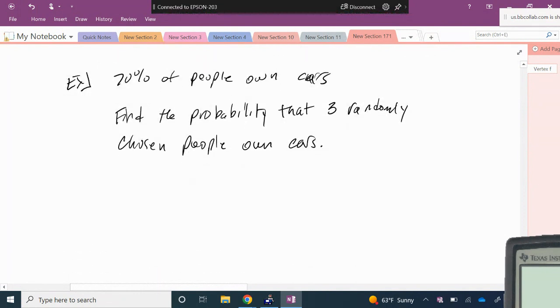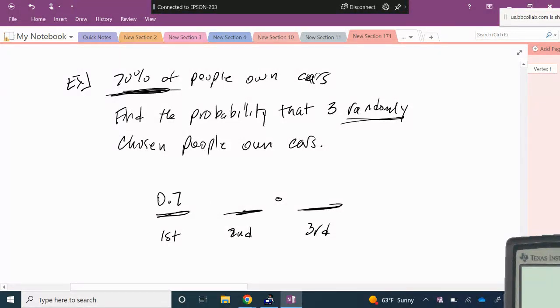All right, so 70% of people own cars. Find the probability that 3 randomly chosen people own cars. The key word in this problem is randomly. So we're dealing with 3 people, right? I have the first person, the second person, and the third person. What is the probability that the first person owns a car? Should be 70%, so 70% as a decimal is 0.7, right?